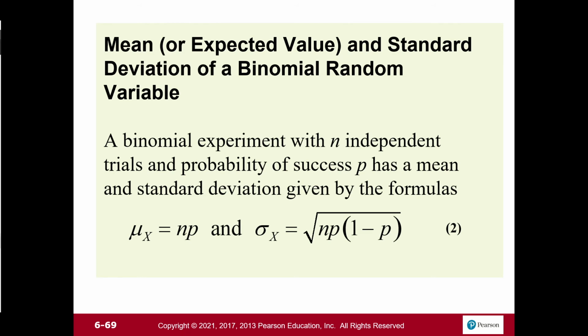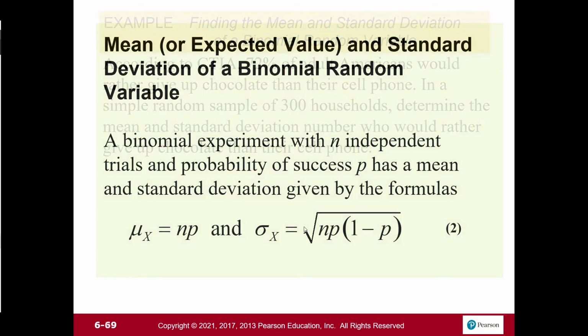Take a look at that formula there. So we've got mu of x is equal to np, and the standard deviation is the square root of np times 1 minus p. And remember, 1 minus p is the complement of p. So there we have the mean and the standard deviation.